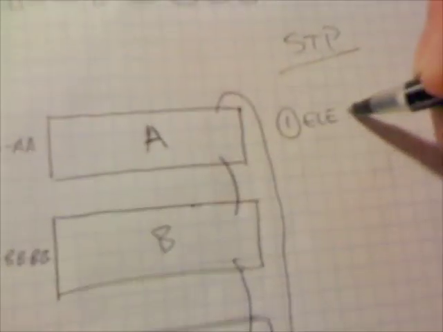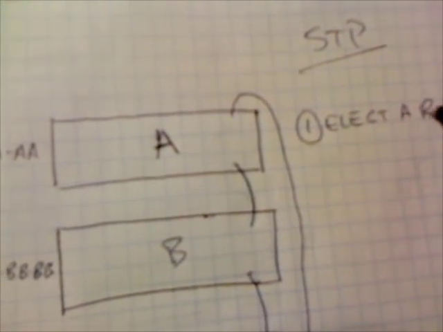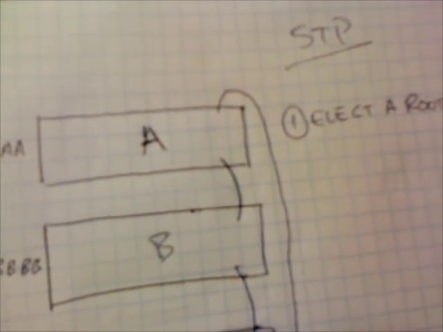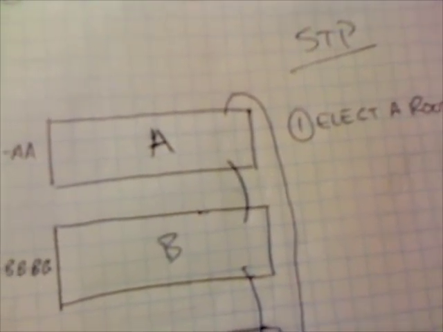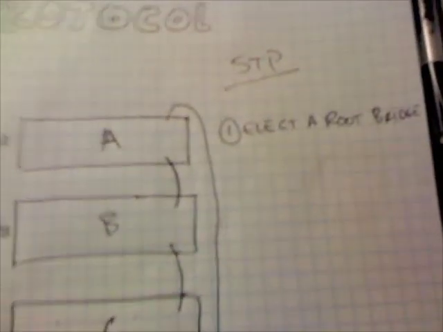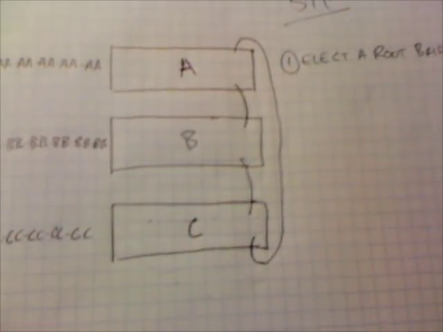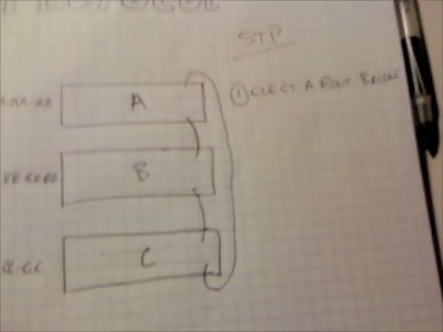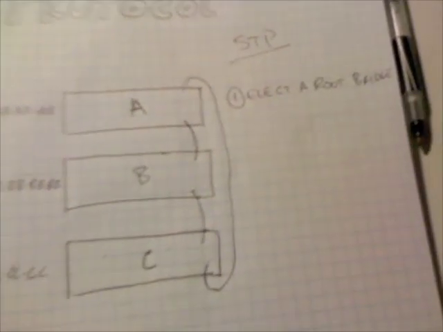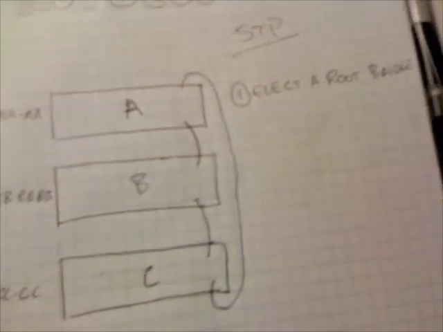So the first step is that STP is going to elect a root bridge. Now, we use the term bridges when we talk about STP because STP was originally invented to work with bridges, but bridges are no longer used in networks pretty much, so now they're known as switches. And so when I say bridge, I pretty much mean a switch.